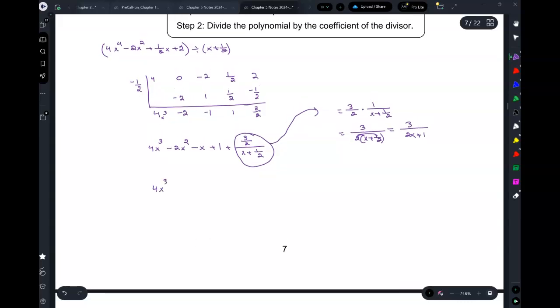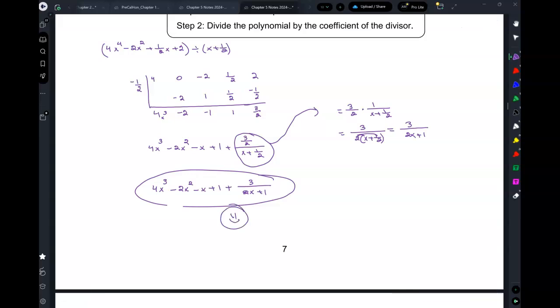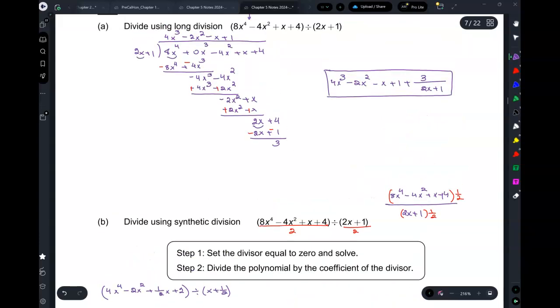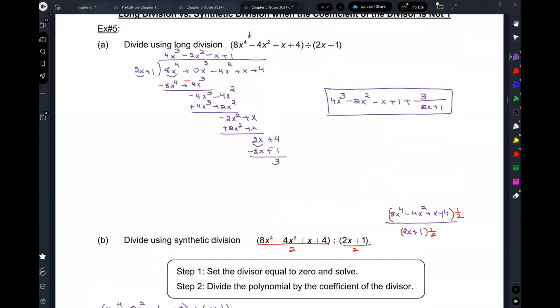Okay, so 4x cubed minus 2x squared minus x plus 1 plus 3 over 2x plus 1. That is how we want our answer. It is the same. And look, it's the same as this, man. Oh my God. Okay, come on. Right? The math is working today.